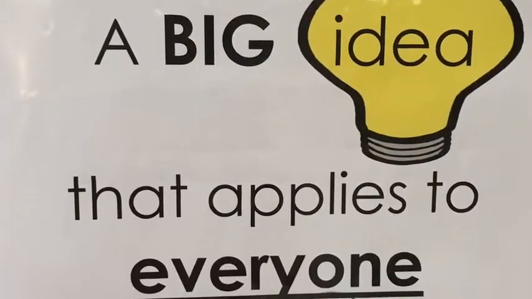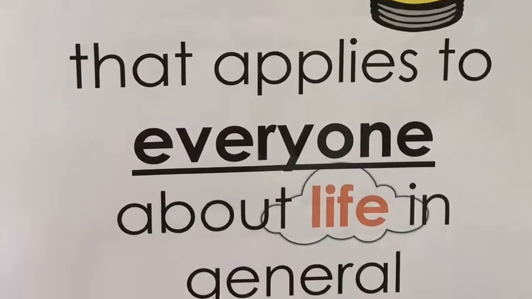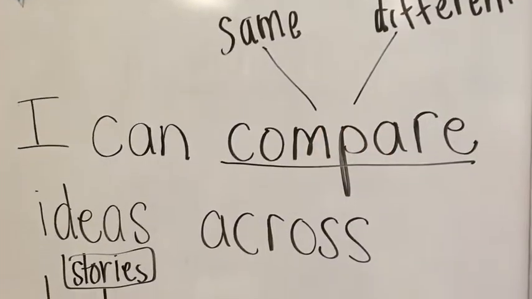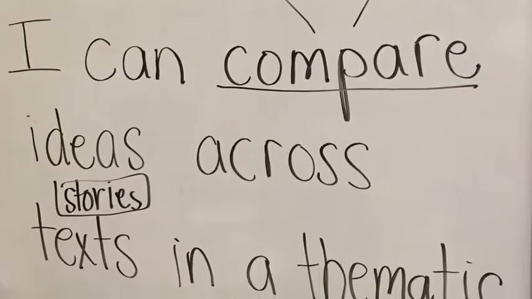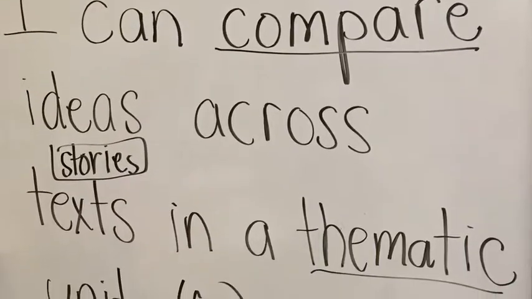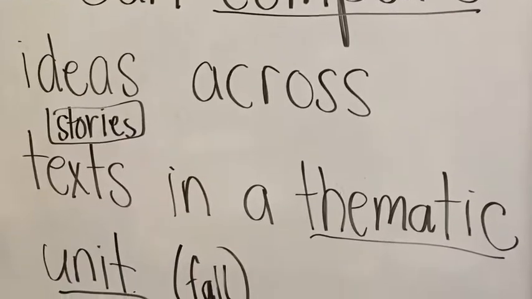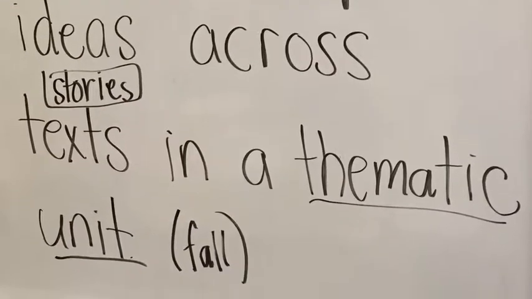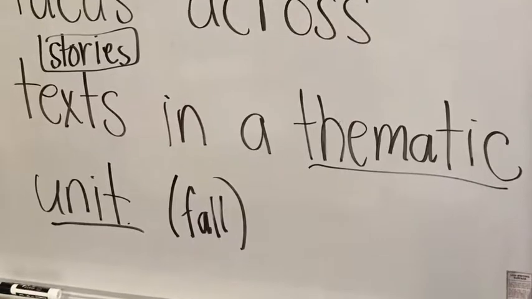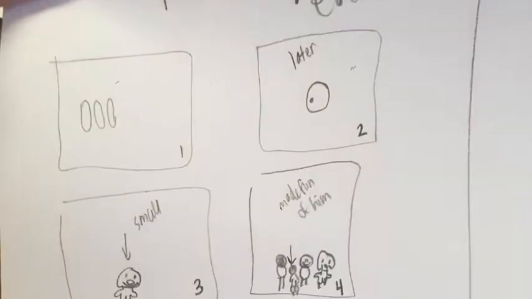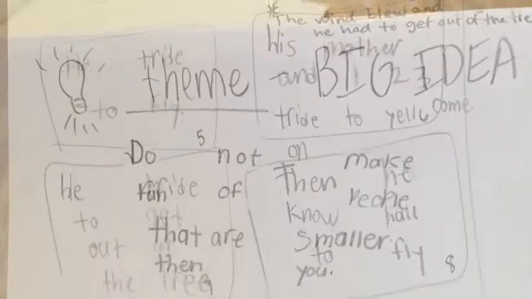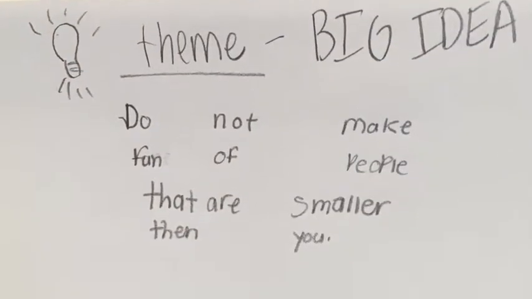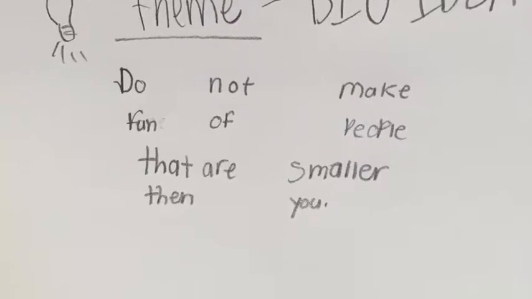This is an anchor chart that I've used to show that theme is the big idea that applies to everyone. This is where I wrote the learning target on the board. I can compare ideas across text in a thematic unit. And I broke down the learning target into words that she could understand. Here's her sketches and sentences that explain the plot versus what she said the theme of the story was, the overall big idea.